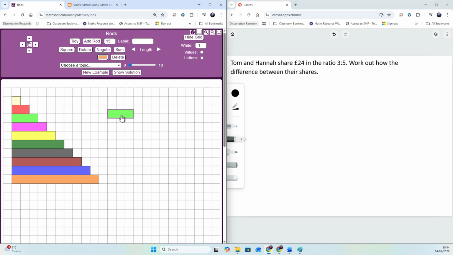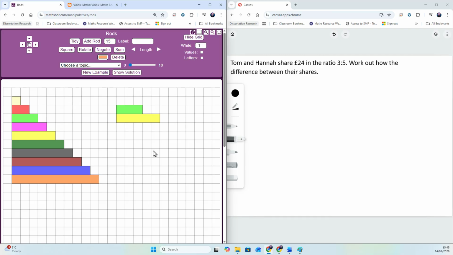So, first thing I would do, as I have done already, is say to kids, right, show me 3 and show me 5. That's the ratio we've got here. Show me those values using the rods. And I would expect kids to show me those ones, not the only rods that can be used to represent 3 and 5, but certainly the smallest rods that can be used to represent both 3 and 5 simultaneously.